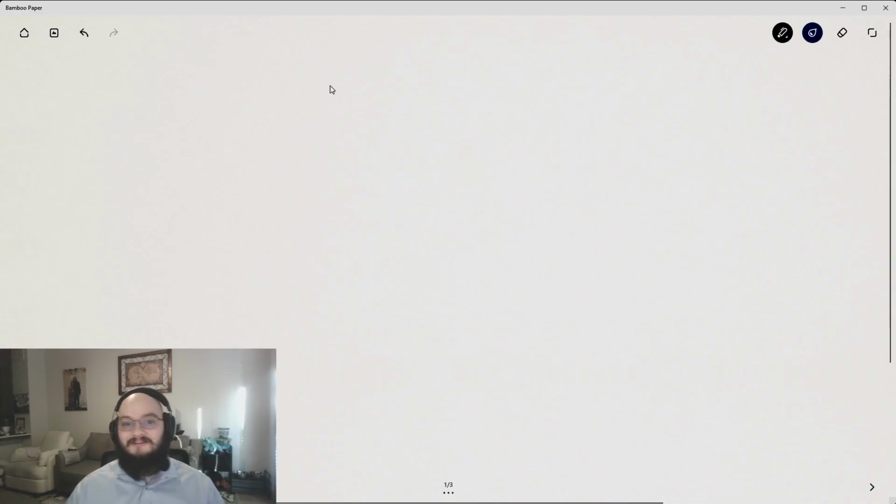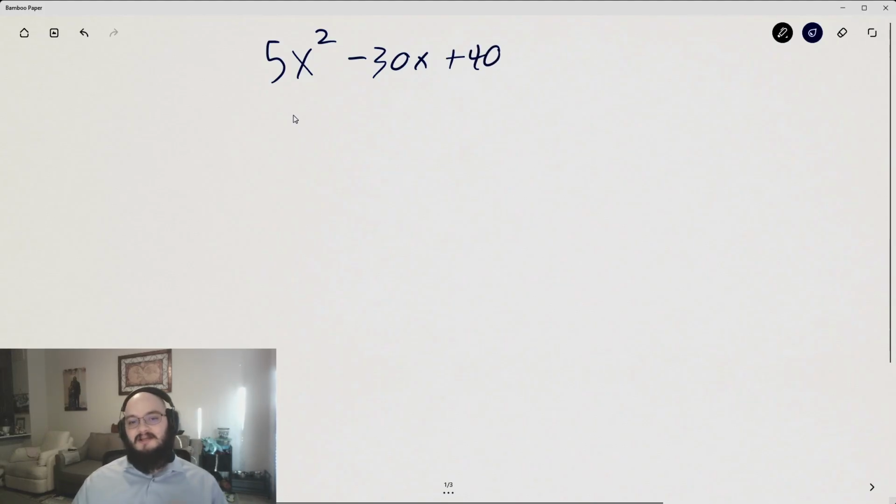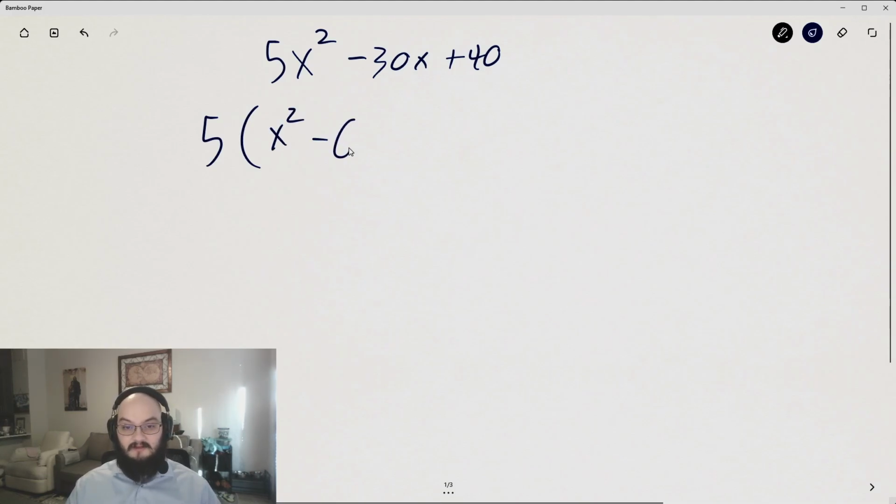Okay, for our final example, we're going to have 5x squared minus 30x plus 40. Just like the last one, 5 is a common factor of each of our three terms, so let's factor out the 5. 5x squared divided by 5 will be x squared. Negative 30x divided by 5 is, oh my gosh, not negative 60. What am I doing? Negative 6x, and 40 divided by 5 is 8.